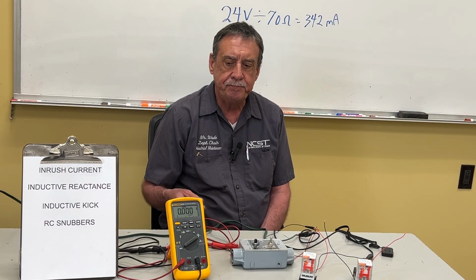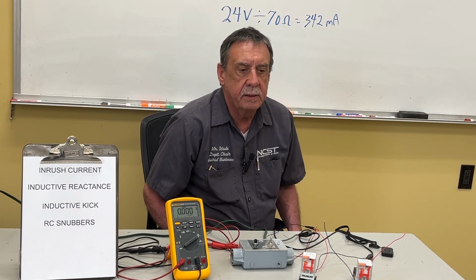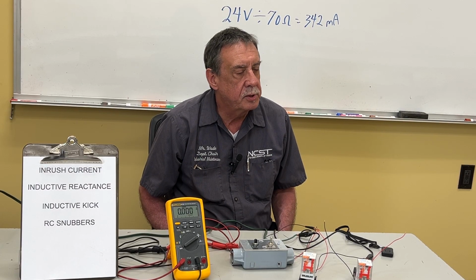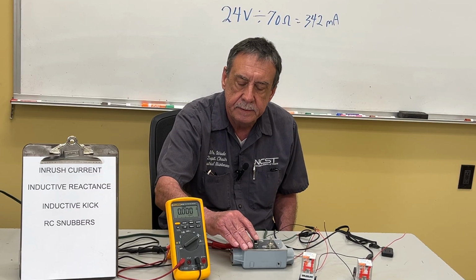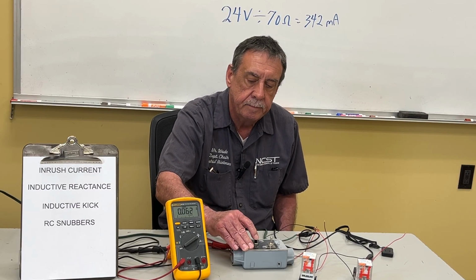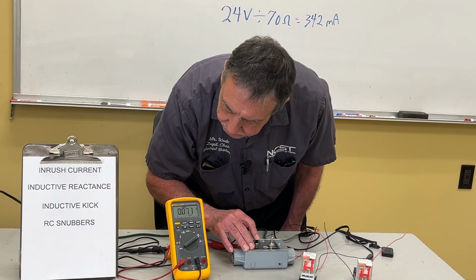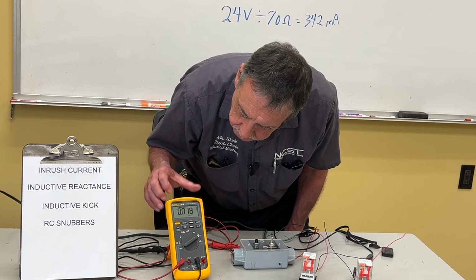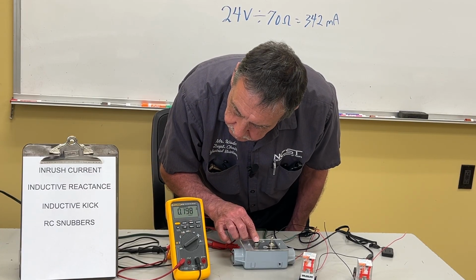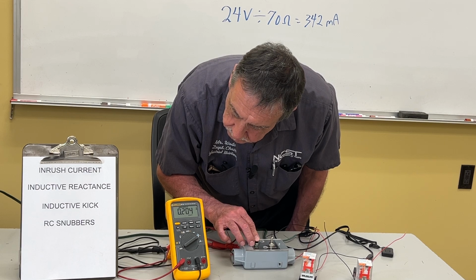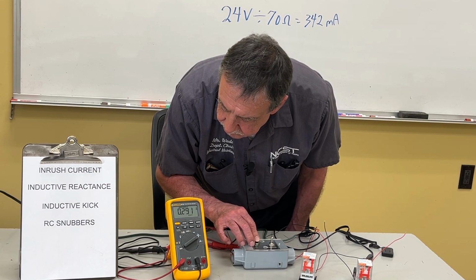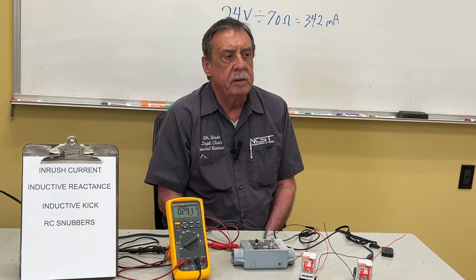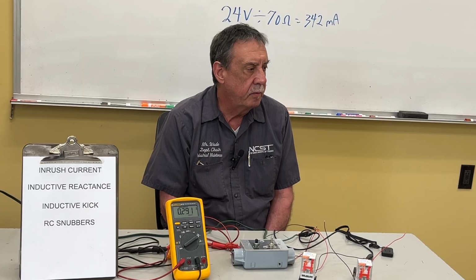Let me demonstrate. Right now, like I said, the ohms was 70 ohms, and I figured it should draw about 342 milliamps of current. We'll see how much we get. 291 milliamps, pretty close to the 340.